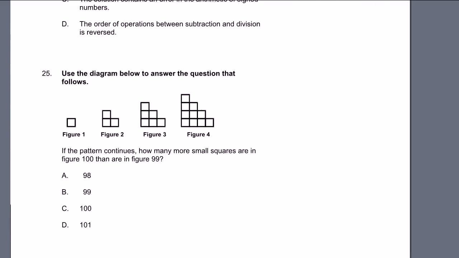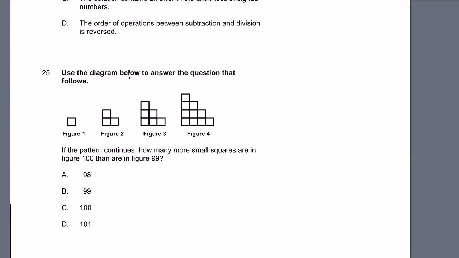Next problem, 25. Use the diagram below to answer the question that follows. So let's see, they're extending by 1 in each direction. They're kind of creating this triangle. If the pattern continues, how many more small squares are in figure 100 than are in figure 99? So let's think, every time we increment it, how many squares are we adding? When we go from 1 to 2, how many did we add? We added 1, 2 squares.